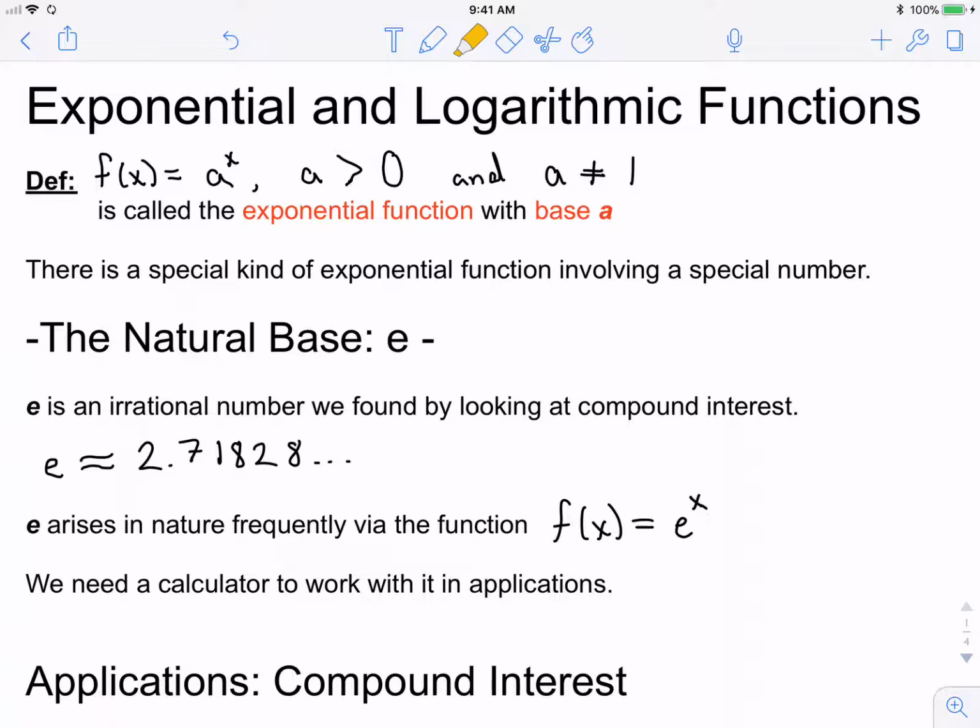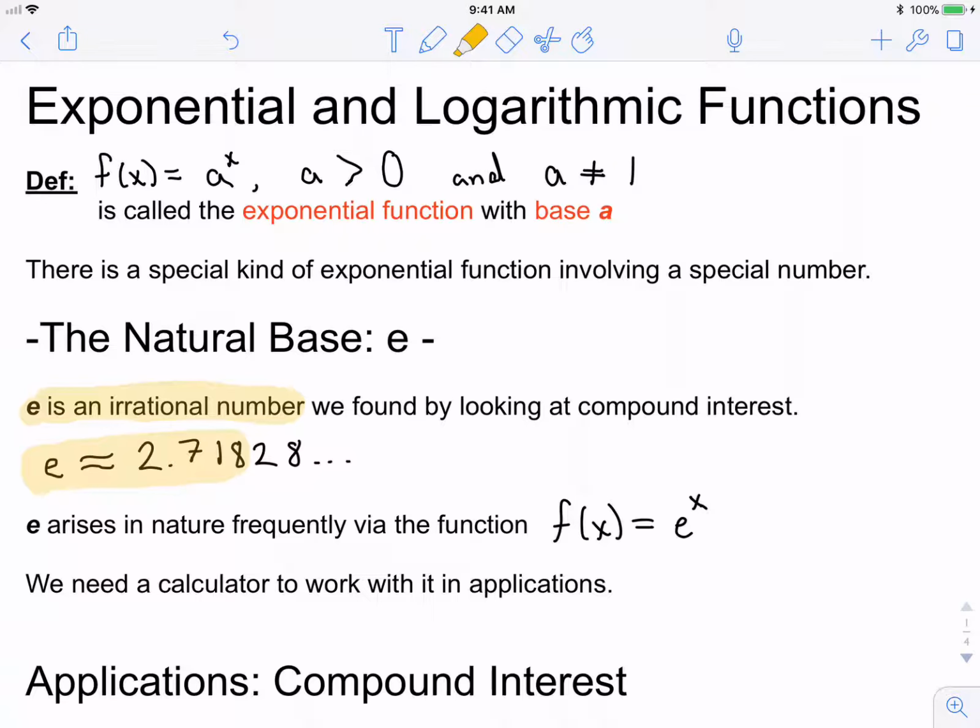If we want to study compound interest, we need to look at a very special function that involves a very special number. And this is the number e. E is an irrational number, like pi, that we found by looking at compound interest. And e is about 2.71828, blah, blah, blah. For the most part, when we do calculations and we're not using our calculator, remembering it to be 2.718 is enough.